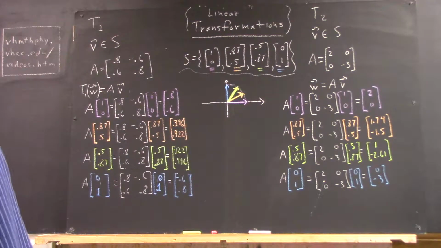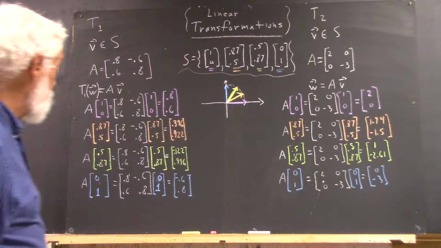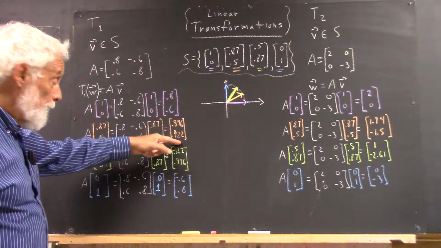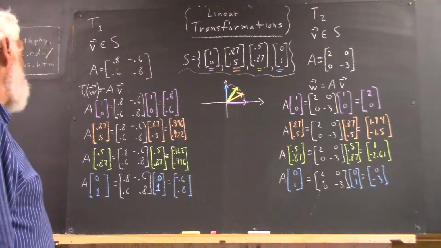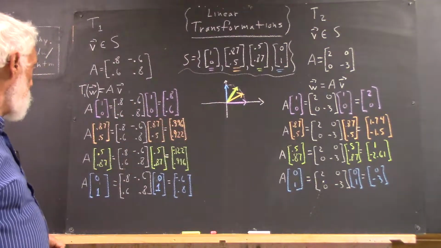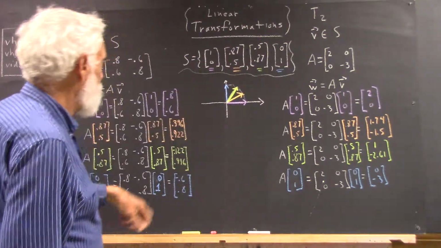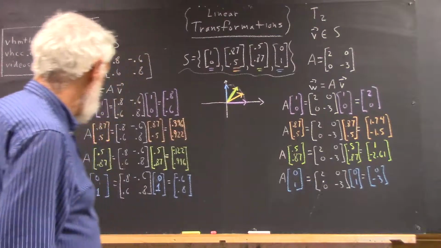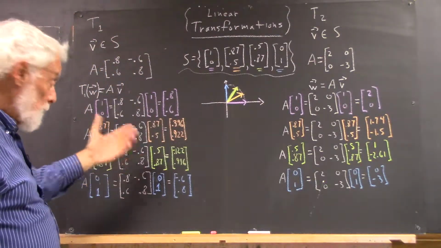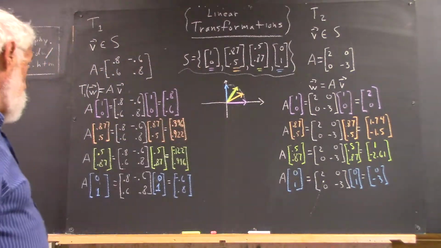Okay, the calculations are straightforward. Let's see if I've got them right. Remember, we corrected this one from my original video and the short correction video. Using the 0.5, 0.87, the green vector here, we transform it by multiplying by the matrix.